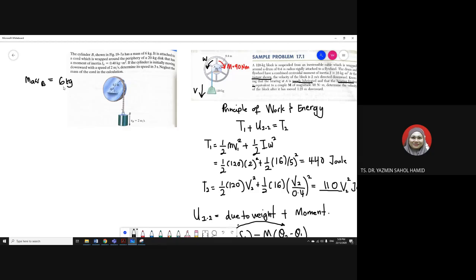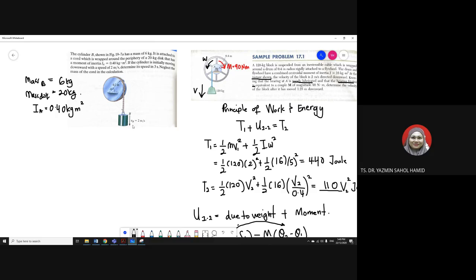So there is a mass of the disc too. The mass of the disc is 20 kilograms. It has a moment of inertia, which they already calculated, 0.40 kilogram meter square. If the cylinder is initially moving downward with a speed of 2 meters per second, determine its speed in 3 seconds. So they want to determine its speed at 3 seconds.